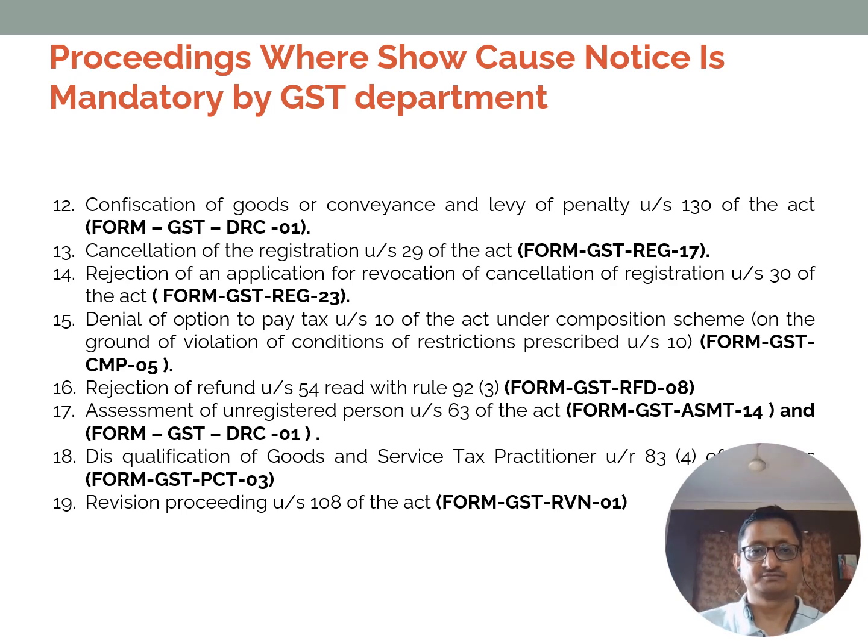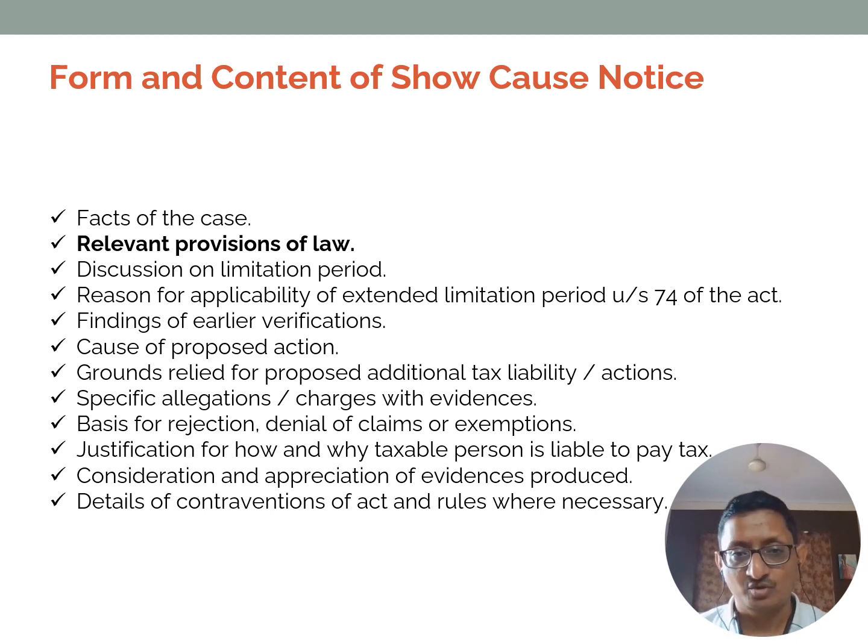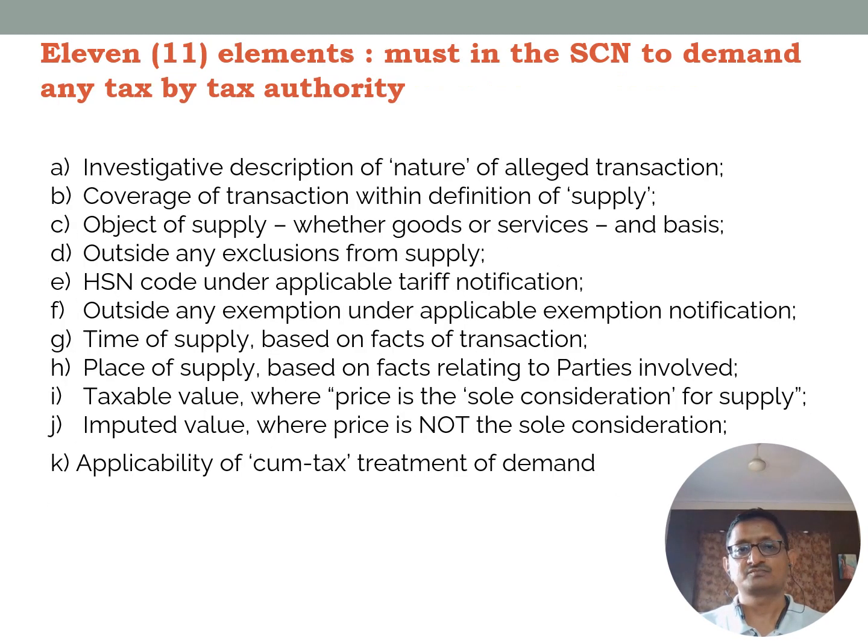for taking any action on the taxpayer. Facts and contents of a show-cause notice: the facts of the case, the relevant provision of the law, discussion on limitation period, reason for applicability of extended period under Section 74, findings of earlier verification, cause of proposed action, grounds relied upon for the proposed additional tax liability, special allegations, justification of why the person is liable to pay tax, details of contravention and action where necessary. So these are 11 elements which are very essential for demanding any tax.